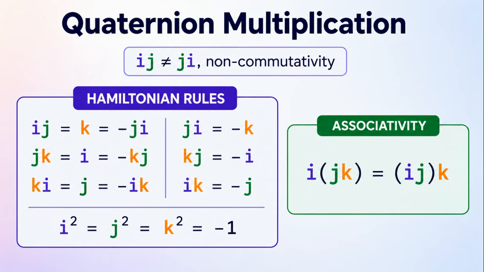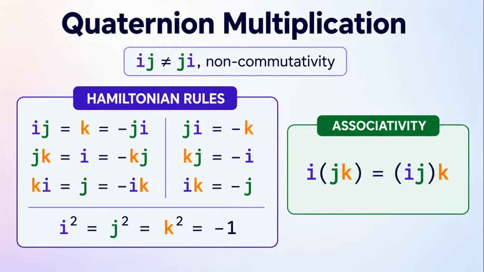They have multiplicative properties that are superficially similar to cross products of 3D vectors. For instance, i times j is equal to k and equal to minus j times i. These equalities are known as the Hamiltonian rules. Multiplying pairs of imaginary axes leads to orthogonal results, similarly to the cross product. Unlike the cross product, quaternion multiplication is associative.